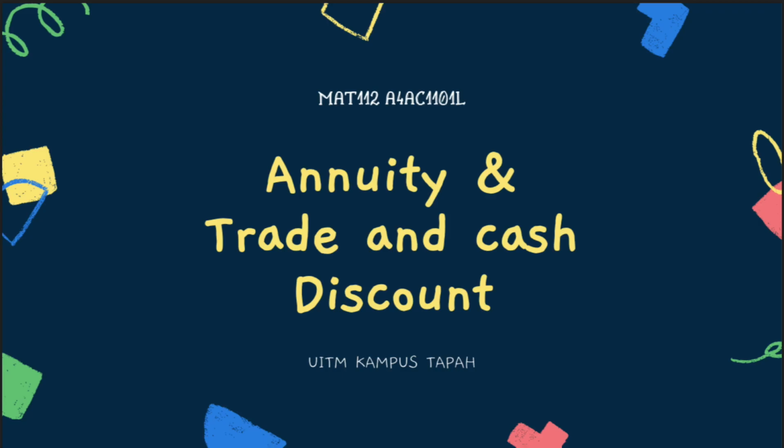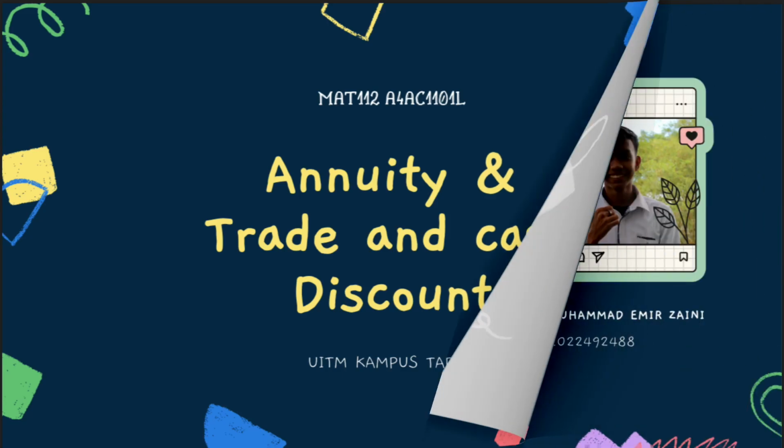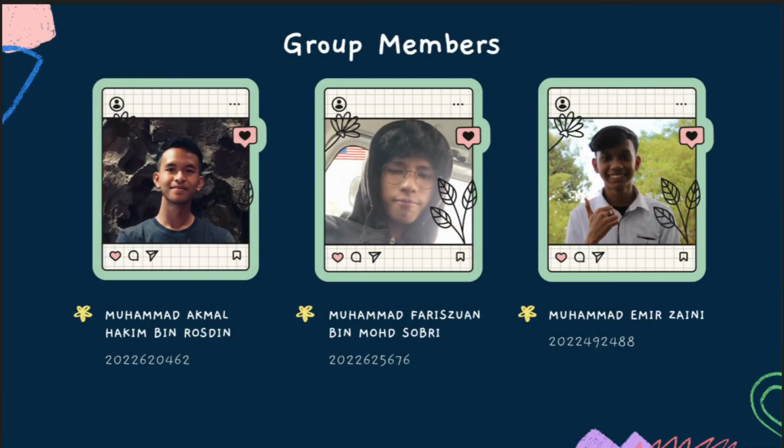Today we are going to talk about annuity and trade and cash discount. Before that, I'm going to introduce our group member. First is Muhammad Akmal Hakim bin Rosdin. Second is myself, Muhammad Farizwan bin Muhammad Sobri, and the third group member is Muhammad Imi Zaini. Before we start, I would like to thank the group members for the cooperation to finish this slide. Without further ado, let's start.